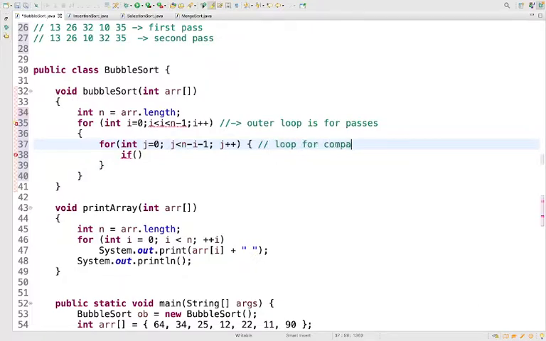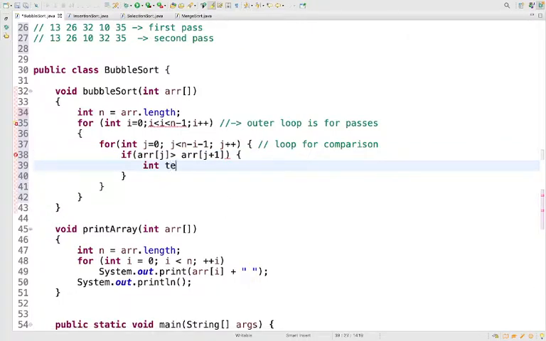Loop for comparison. So we just have to see whether AR of j is greater than AR of j plus 1. That means we are checking whether the earlier element is greater or not. If it is greater, you just swap it.